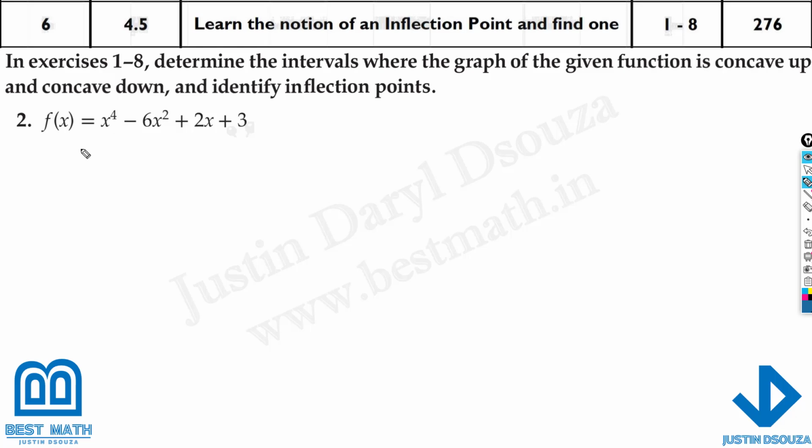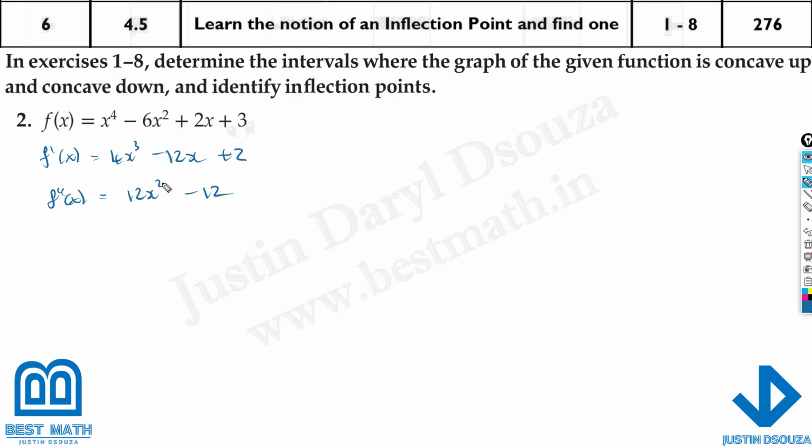Here what's happening? It's the same type. First derive once. That will be 4x power 3 minus, it is not 6, it will be 12x plus 2. And double derive it. It is 12x power 2 minus 12.